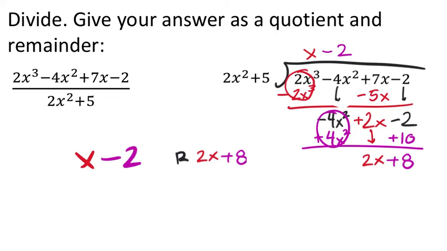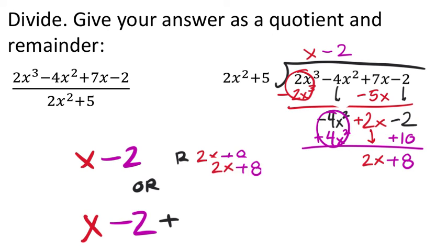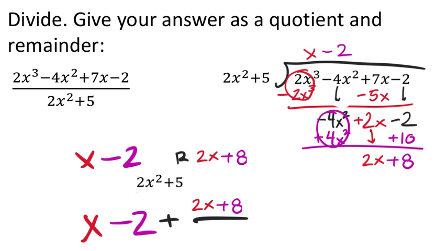Or again, you could rewrite it as the x minus 2, and then you can add in your remainder, which was 2x plus 8, over whatever your original denominator was. There we go. And this would work too.